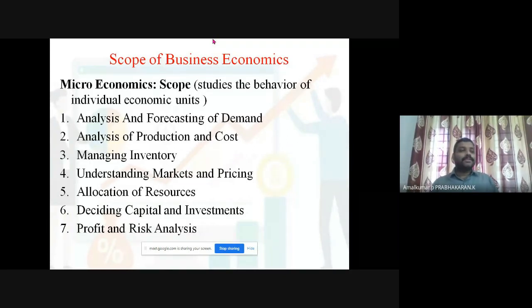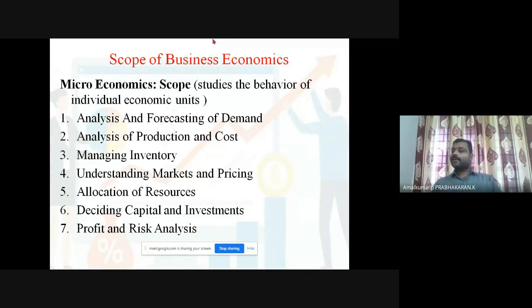Microeconomics means studying the behavior of individual economic units. In microeconomics, we study the behavior of an individual economic unit, for example, a company or a corporate. If we are studying a particular company or corporate, it is a microeconomic scope. So in microeconomics, we are studying the behavior of individual economic units.